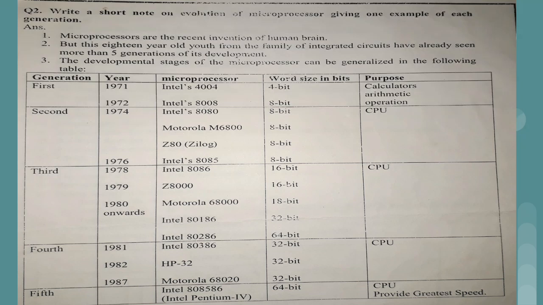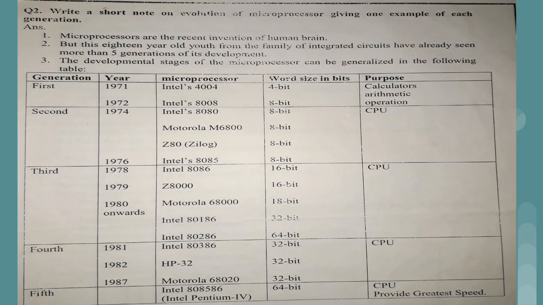Then in the second generation only, 1976, one more microprocessor is developed, which we are going to learn in detail in our syllabus, that is Intel's 8085, which is again an 8-bit processor. 8-bit processor means at a time it can perform operations on 8-bit data only. Then third generation in 1978, a higher version of 8085, the 8086, is developed, which is a 16-bit processor.